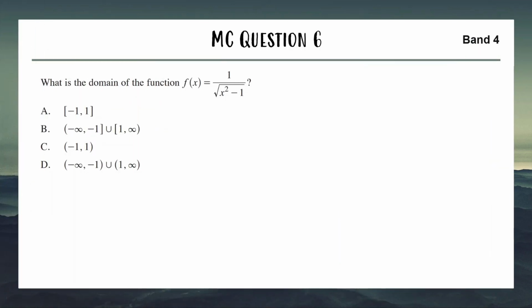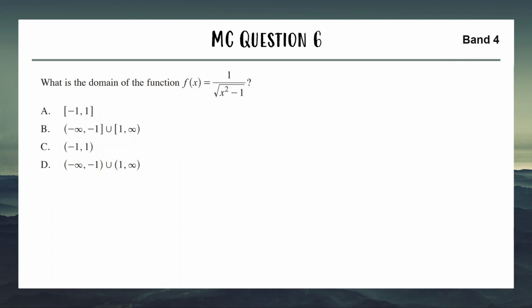We're going to look at multiple choice question 6, which was at a band 4 level. We're asked to find the domain of the function 1 over the square root of x squared minus 1. The way I like to approach domain questions, which are pretty common in the HSC, is to think about what x cannot be. So we're trying to avoid breaking some of the laws of mathematics.